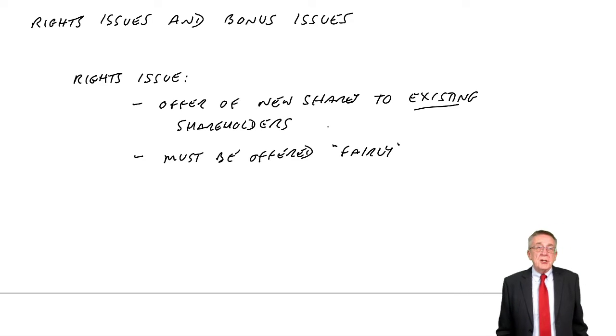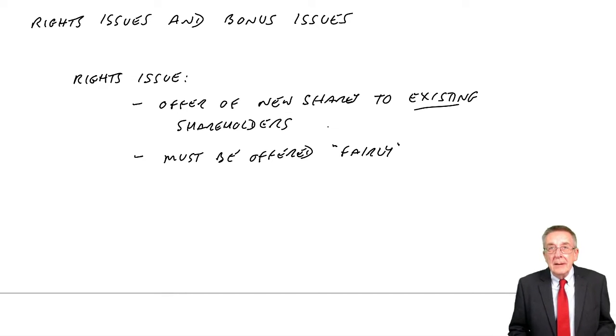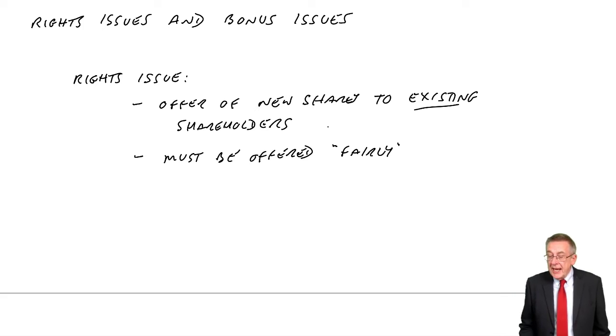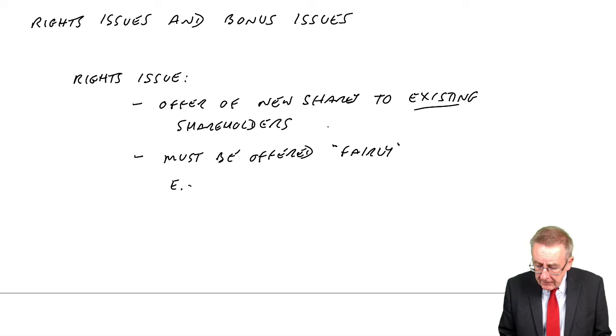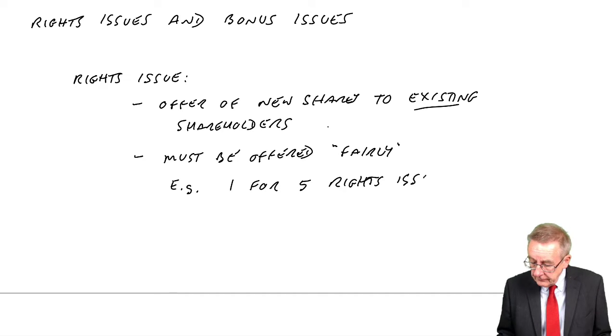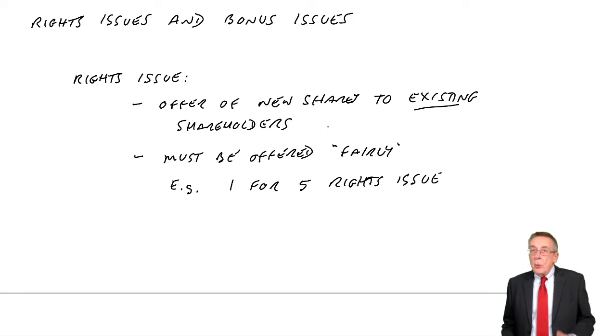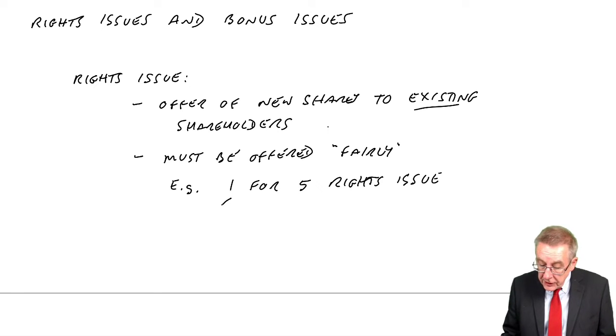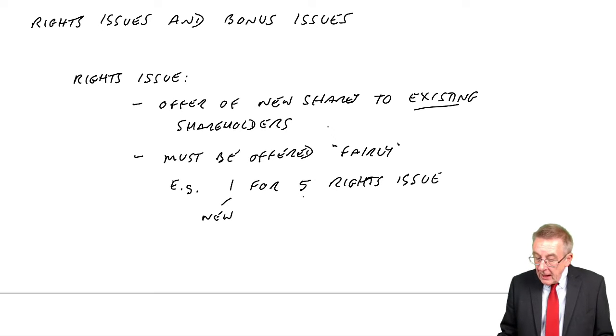What I mean is, if we want to issue 1,000 new shares, you can't just write to one shareholder and say, do you want to buy another 1,000? All shareholders have to be offered new shares. And when I say fairly, it's always expressed something like this. For example, a 1-for-5 rights issue. And what that means is you'll be offered one new share for every 5 existing shares.